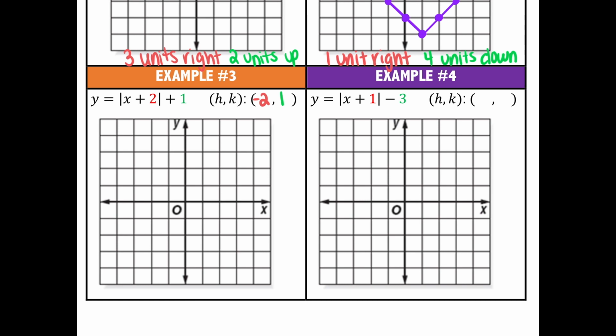So we can go ahead and plot our vertex and then plot the additional points to construct this absolute value function. Now that that's all done, we can go ahead and describe how our graph has translated. Our graph has moved, or shifted, 2 units to the left, while also shifting 1 unit up.